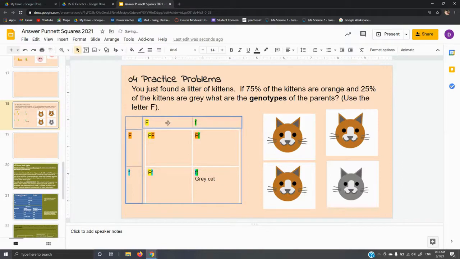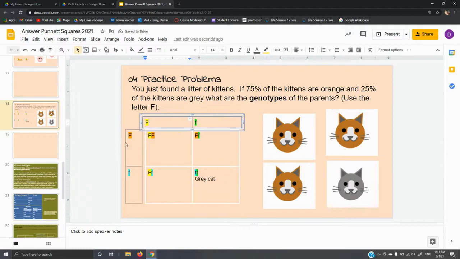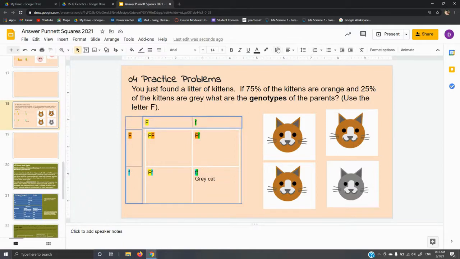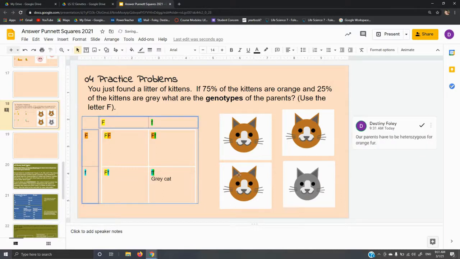Oops, give me one moment. Oops, there we go. Our parents, I'm going to go ahead and comment on this so you all can see it written out. You do not have to do this part. Our parents have to be heterozygous for orange. They have to have capital F, lowercase f, in order for us to get 75% orange cats and 25% gray cats.